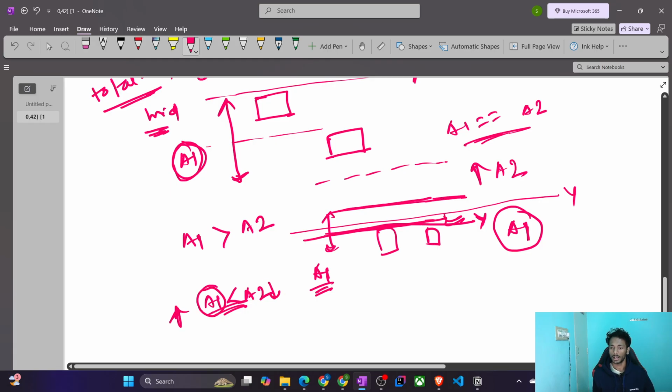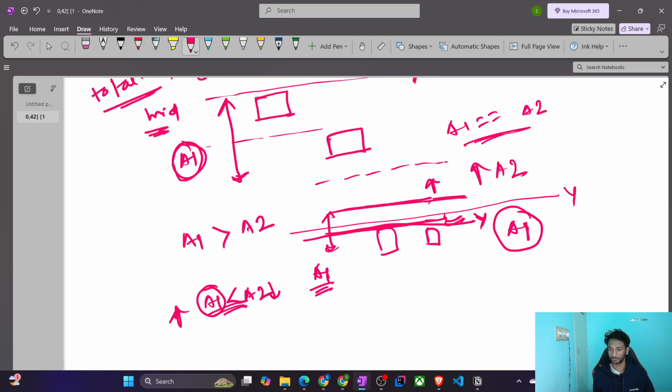How do we do that? If I shift this line upward, then it may be possible that more squares will be present below this line, and fewer squares will be present above this line, right? Got it? Got the logic? This is the main logic of how we can shift the left pointer and right pointer with respect to area 1. Area 1 means the total sum of the area present below this line. Got it? Now let's go to the code.